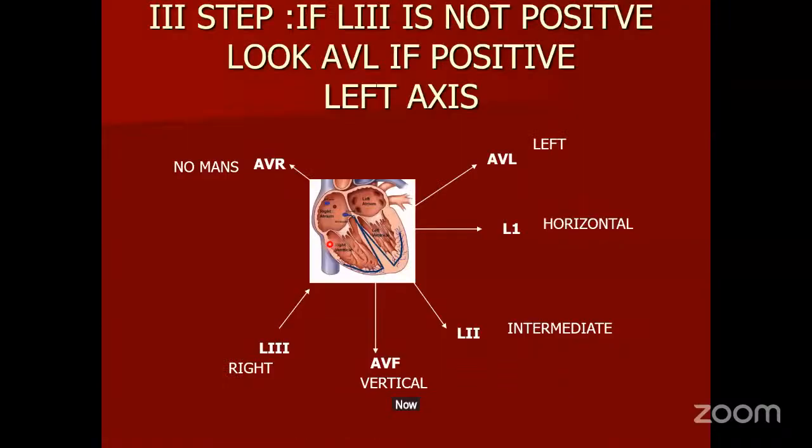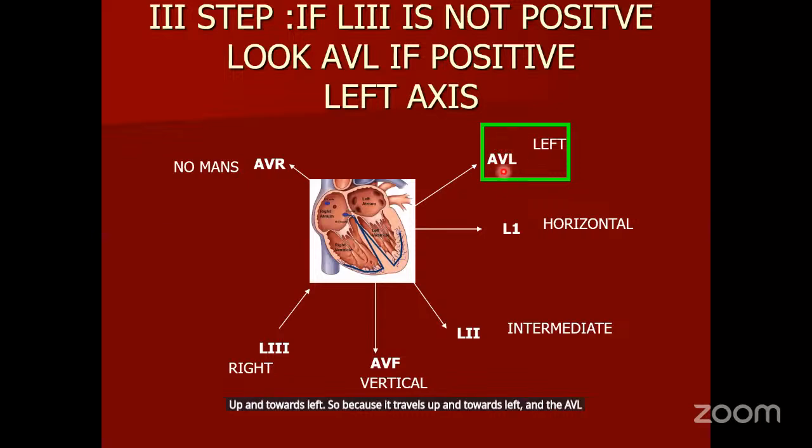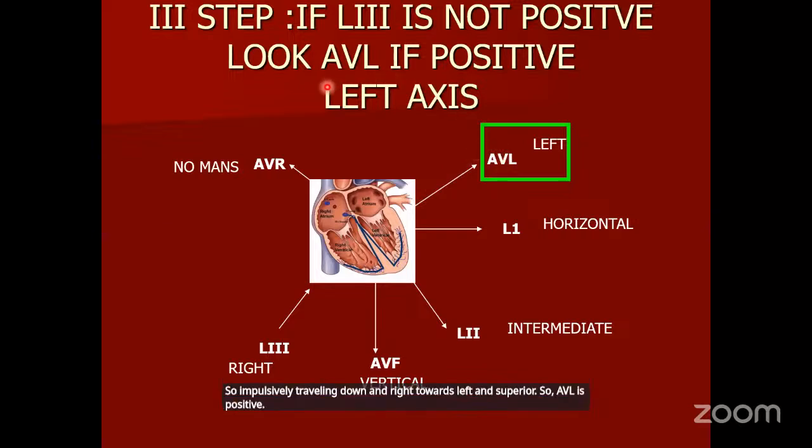Now it is easy to say left axis, because in left axis, the impulse is going to travel up and towards the left. Because it travels up and towards the left, AVL will show the tallest positive QRS complex. Which lead will show the deepest negative QRS complex? It is L3. So the impulse will be traveling towards the left and superior. So AVL is positive, L3 is negative. It is a left axis deviation.